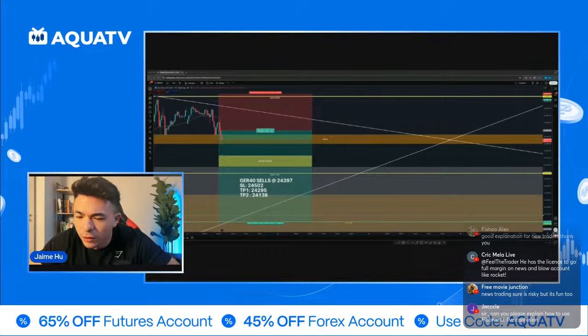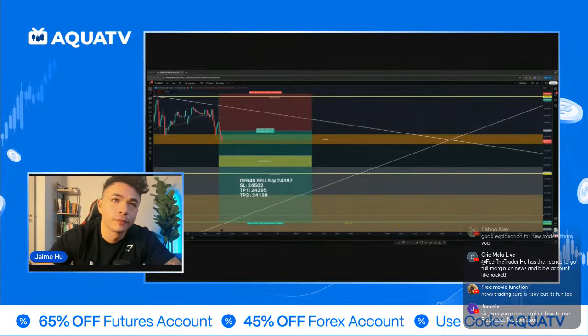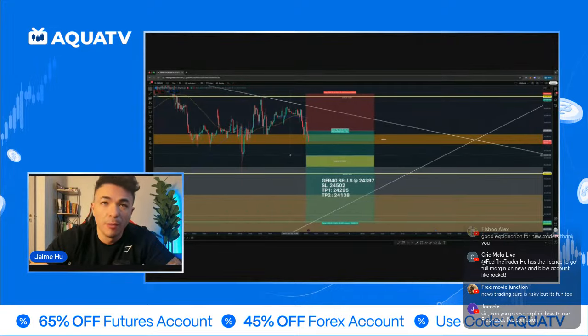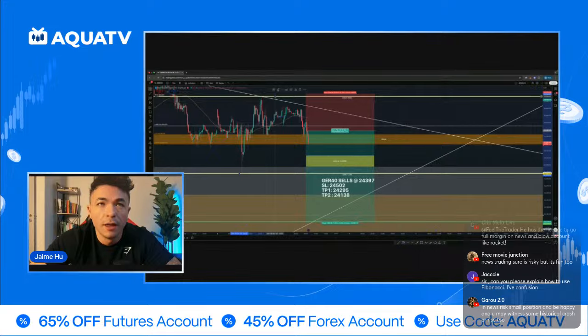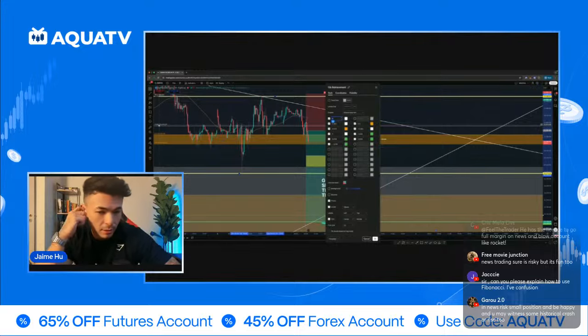Can you please explain how to use Fibonacci? So with Fib, the areas that I use are daily high, daily low, and weekly high, weekly low. If your bias is bearish, you take your fib from the bottom to the top, like this. And if your bias is bullish, you do the opposite. And if you want fib settings, just take a screenshot of that. That's essentially my fib settings.